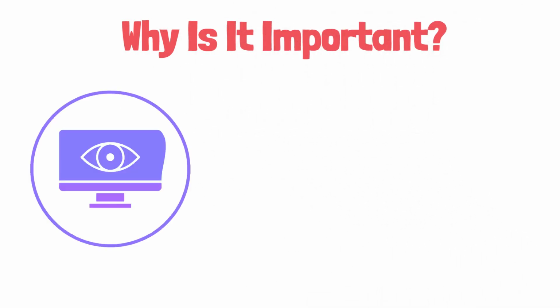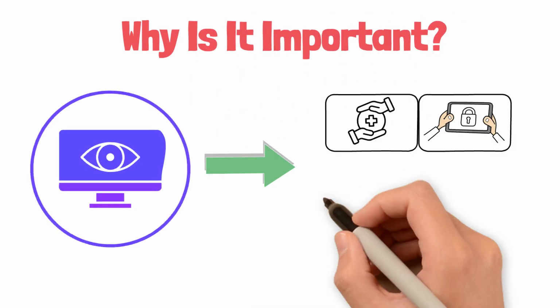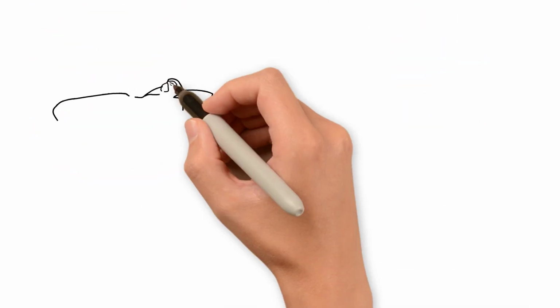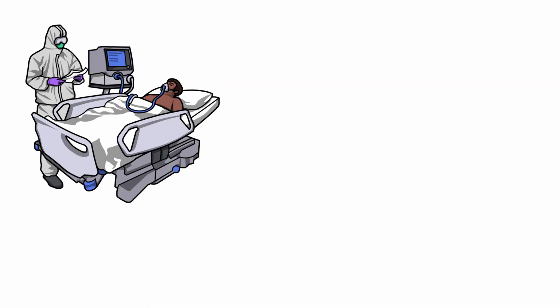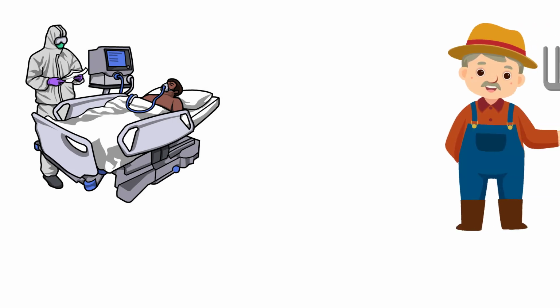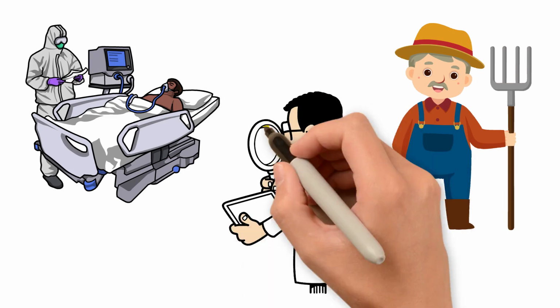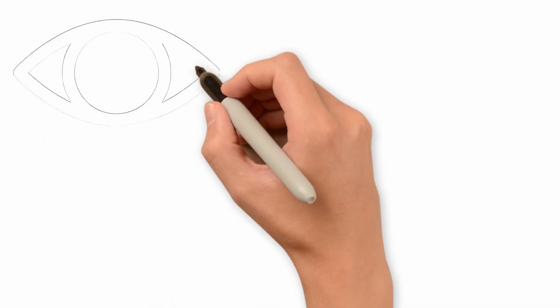Why is it important? Computer vision is helping humans in healthcare, security, transportation, education, and even space exploration. Doctors use it to detect diseases from X-rays. Farmers use it to see which plants are sick. Scientists use it to study stars and galaxies from space images. It's like having superpowered eyes that never blink or get tired.